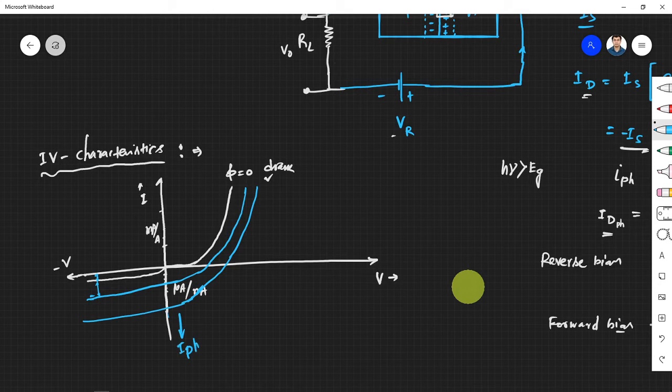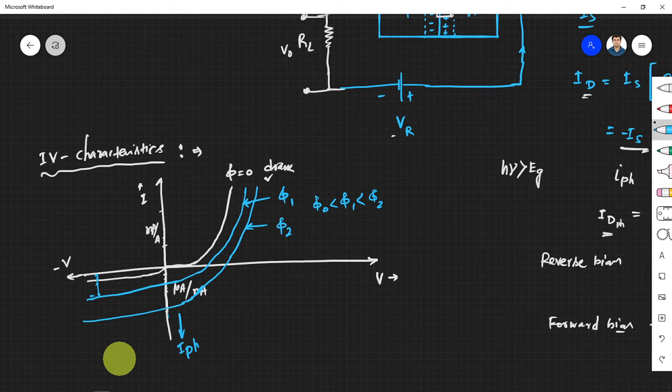So I have drawn three of them. One is phi equals 0, this one let's say phi 1, and this one let's say phi 2. So the order is like this. If you keep increasing the photon flux, the IPH, or the photo-generated current, will increase and the curve will shift downwards, right?